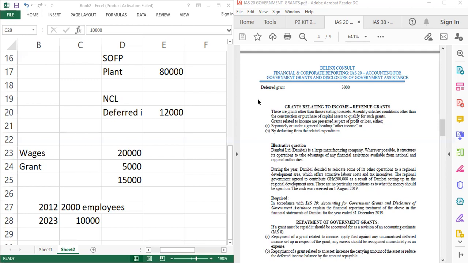So what should we do as the financial accountant of that particular company? What should we do with the 200,000? D Limited should recognize it as a grant because they got the money because they sited their business in that development area.